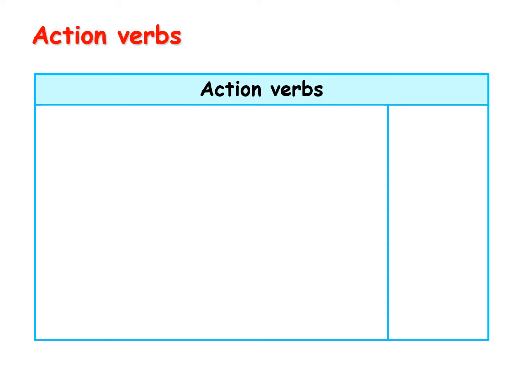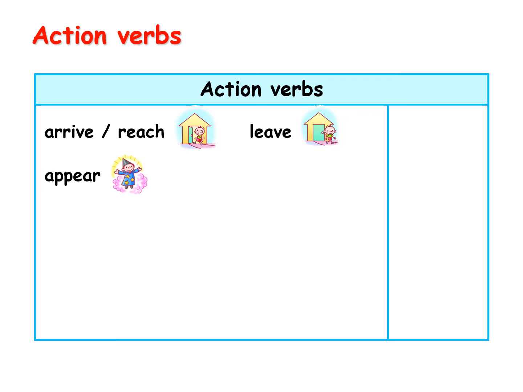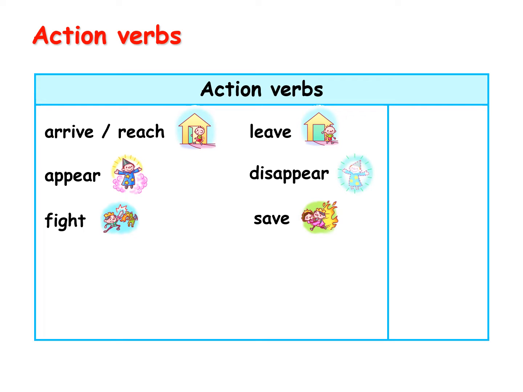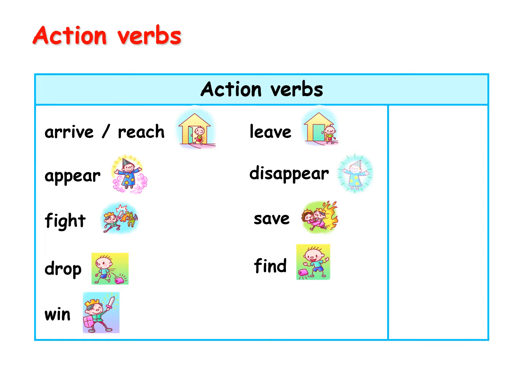Here are some more action verbs. The verbs in the main box are opposites. Arrive or reach, leave. Appear, disappear. Fight, save. Drop, find. Win, lose.